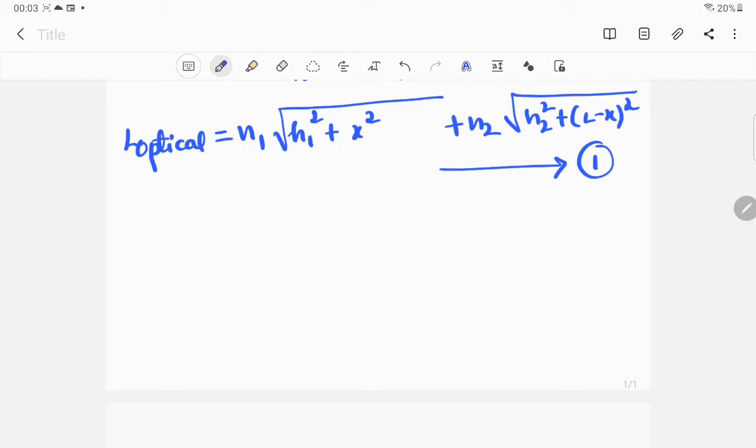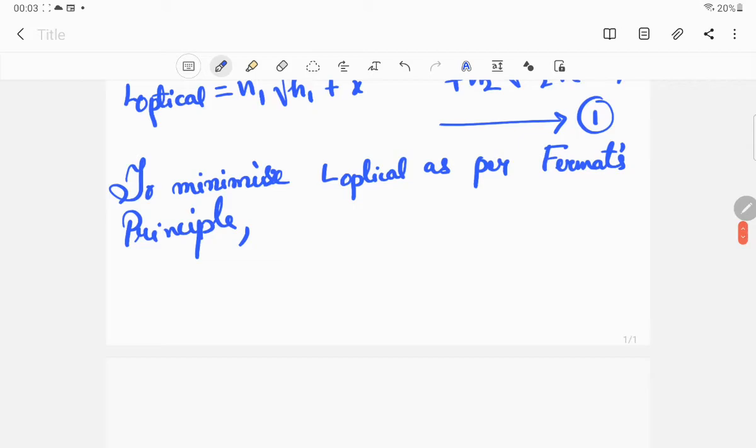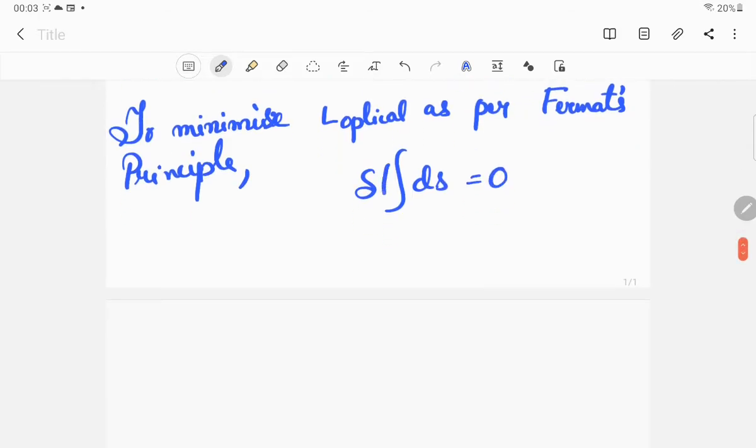Okay, now if you want to minimize L optical, as per Fermat's principle, what should be the condition? We have written that the integration should always be equal to 0. So this is nothing but the total length, so here it is actually L optical.